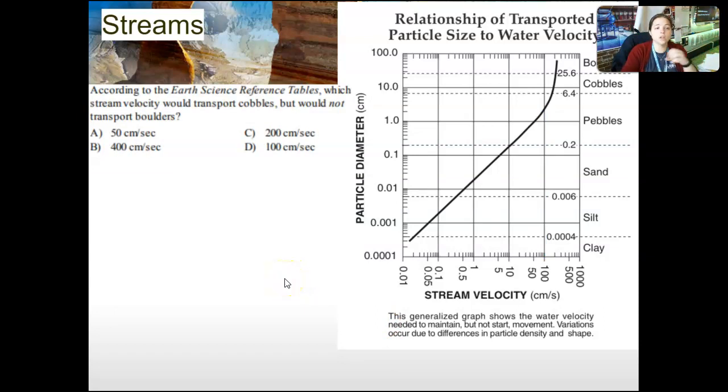All right, according to the Earth Science Reference Table, which stream velocity could transport cobbles but not boulders? So I would go right up to here, again, in between 100 and 500. So it's either 4 or 200. It is the 200 because it's right there.